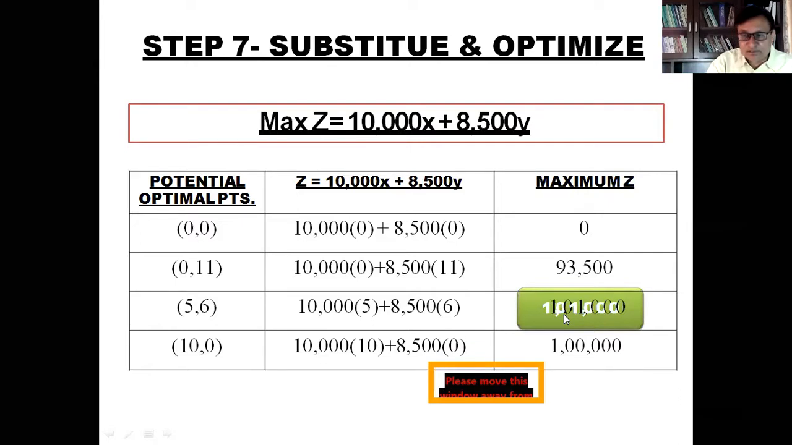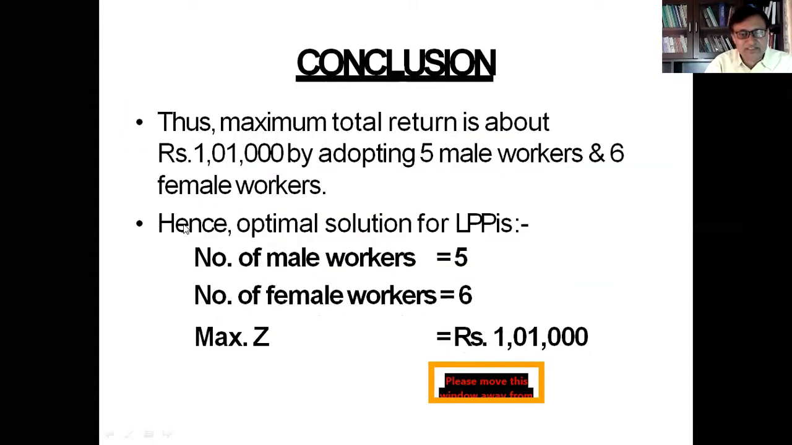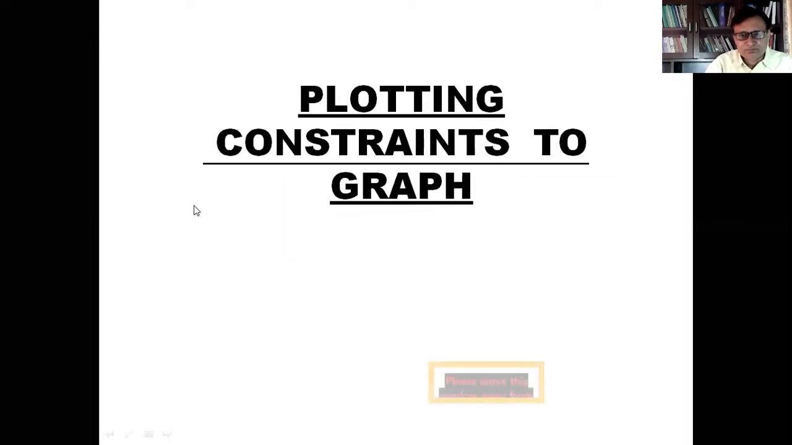So our solution will lie at x equal to 5, y equal to 6. So in this way, in the graphic method, while following the various situations, the number of male workers will be 5 and the number of female workers will be 6, and the maximum value will be 1,01,000. So this is a very simple way of getting the solution.